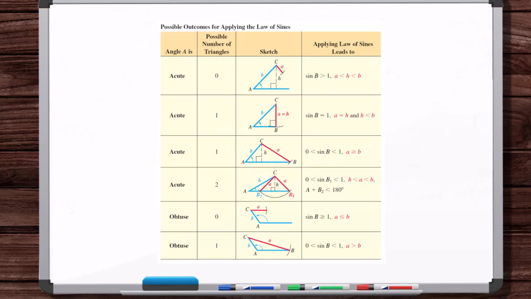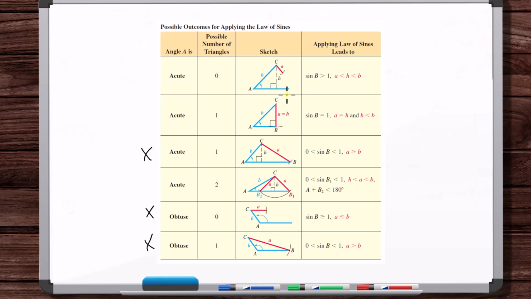So we started off by determining whether the angle is obtuse or acute. We saw it was acute, so we eliminated these two possibilities. Then we compared the side length of the opposite side to the adjacent side. It's less than, well, it's greater than or equal to, so it can't be this. So it's one of these three.